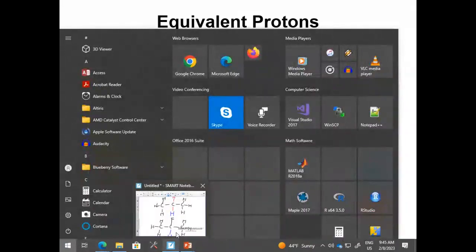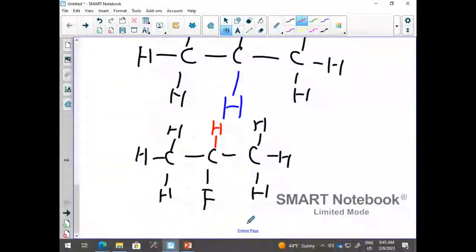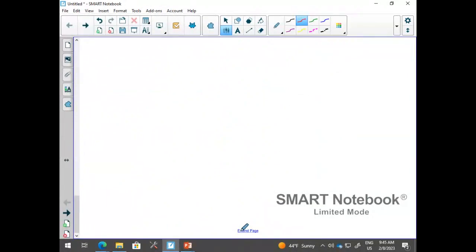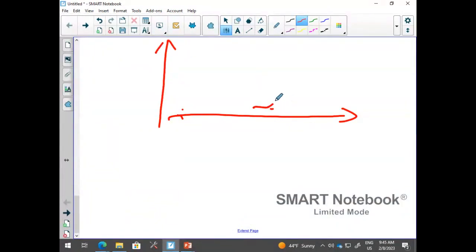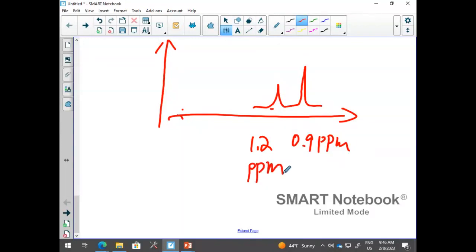Now, without considering splitting, what kind of spectrum are you expecting from propane? You're going to see 2 signals. Basically one should be around 1.9 ppm, and this one should be around 1.2 ppm chemical shift value, because the bigger one should be the methyl protons and the smaller one should be the methylene protons.